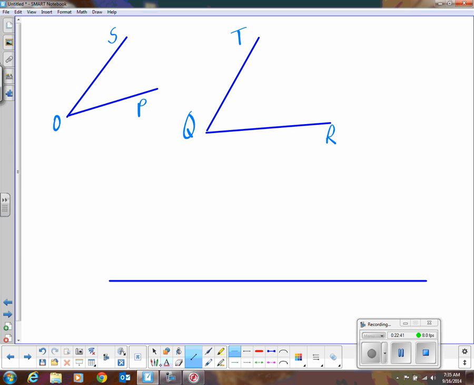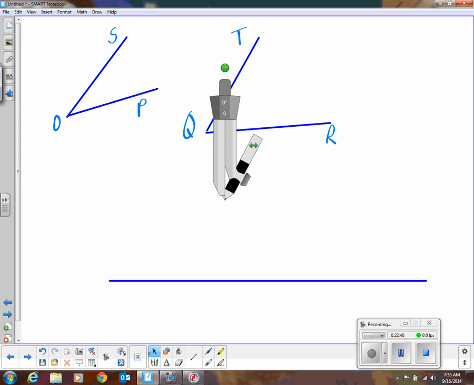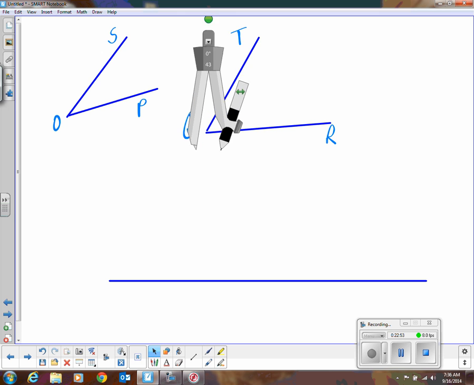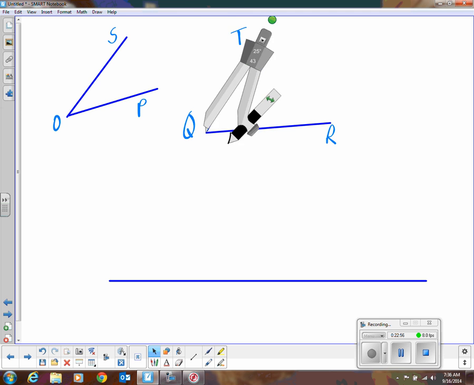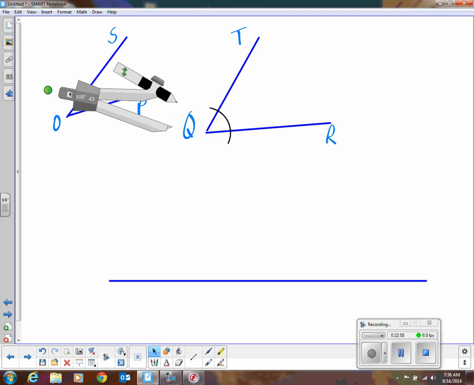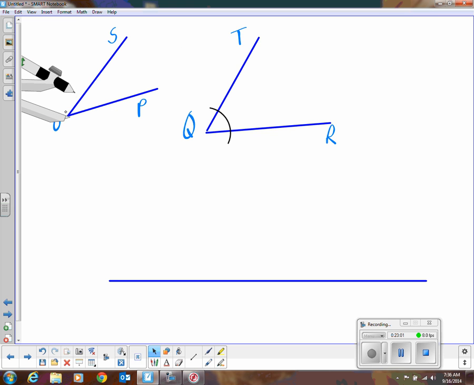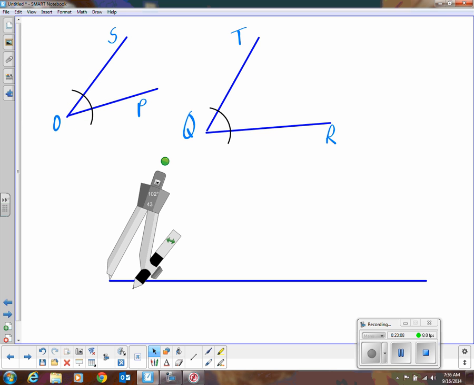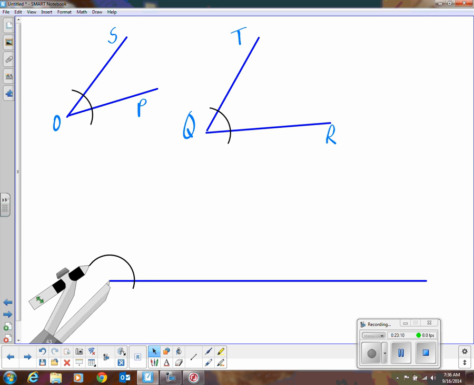So we start with a segment. We grab our compass, and the first thing you're going to do is you're going to open your compass. You're going to put your compass on one vertex, and you're going to draw an arc. You're going to move your compass to another vertex at the other angle, and you're going to draw an arc. And then we're going to come down here, and we're going to draw the exact same arc. So all of those 3 arcs must be the same.